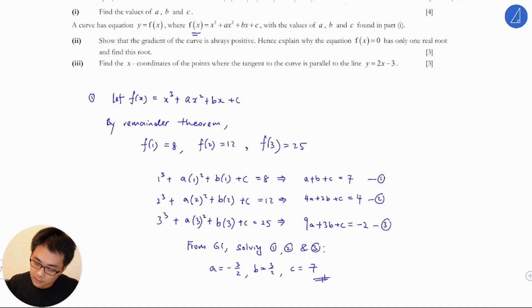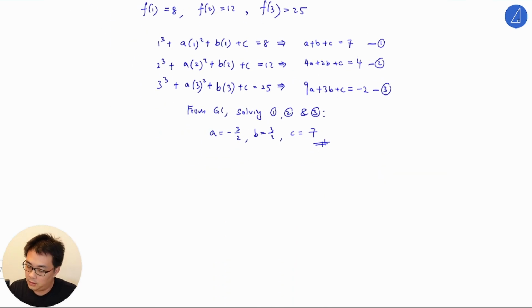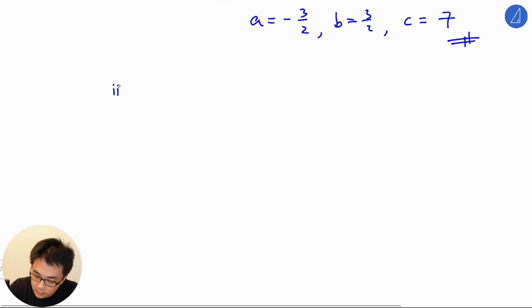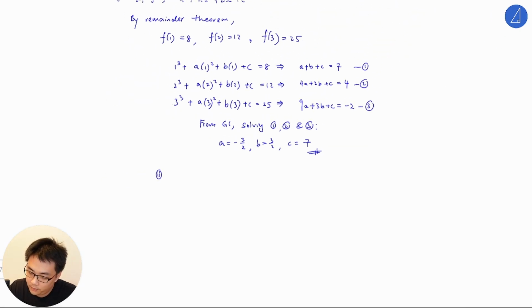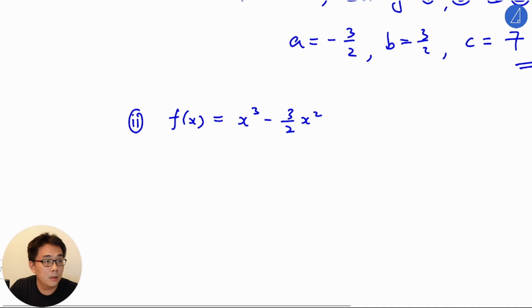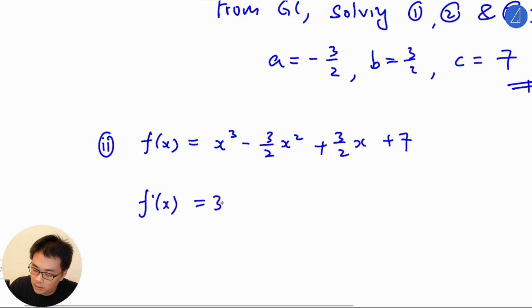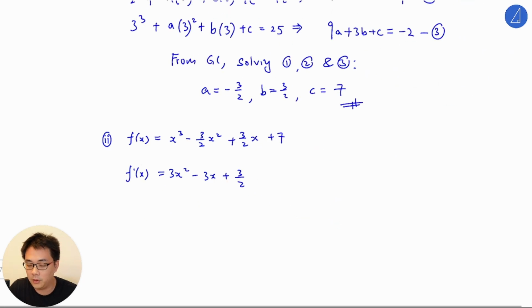Show that the gradient curve is always positive. Hence, explain why f(x) equals 0 has only one real root and find this root. Okay, this is pretty okay. So part 2. f(x) equals to x cubed minus 3 over 2 x squared plus 3 over 2 x plus 7. So f prime x will just be 3x squared minus 3x plus 3 over 2. So I think this is pretty okay.